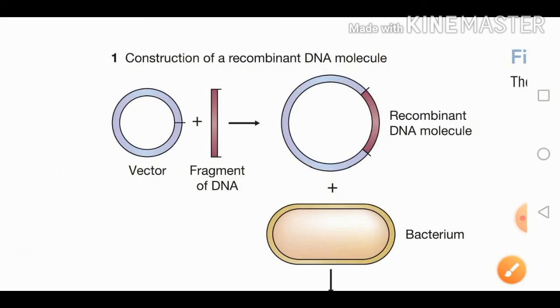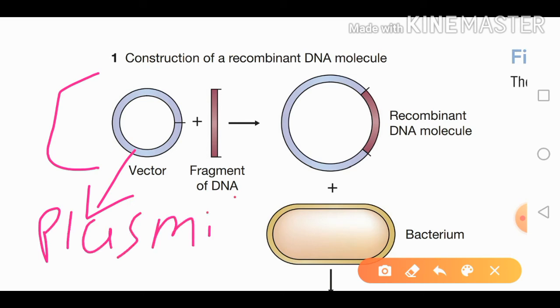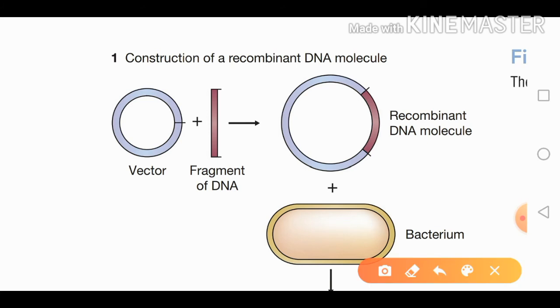So let's see it in a diagrammatic way. It is very easy to understand how gene cloning takes place. So first step: the vector means the DNA molecule which carries the desired DNA. That vector is most probably a plasmid. A number of vectors are used, plasmid or some yeast DNA is also used as a vector. So vector plus a fragment of DNA that we call the desired DNA, and this desired DNA is inserted into the vector.